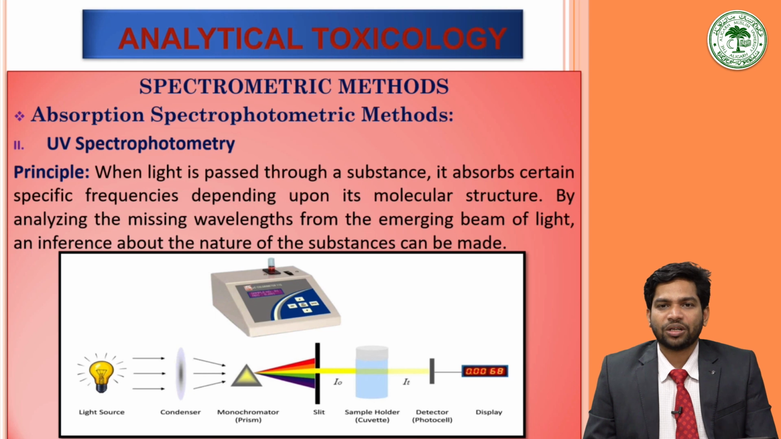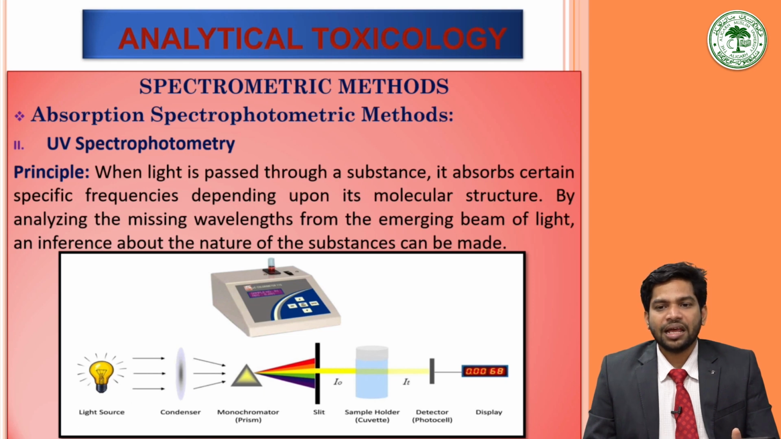Then UV spectrophotometry. It is also known as ultraviolet-visible spectroscopy or ultraviolet-visible spectrophotometry, because UV light source is used, as well as visible light. The principle is similar to that of infrared spectrophotometry, except that here UV rays are used in the wavelength of 200 to 400 nanometers. The procedure for UV spectrophotometry is that a light source emits the light.